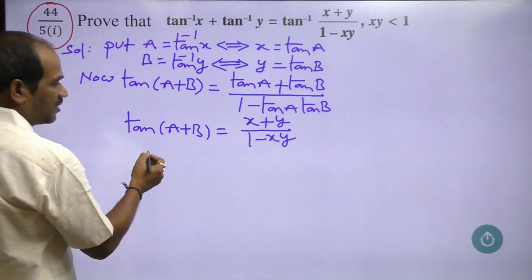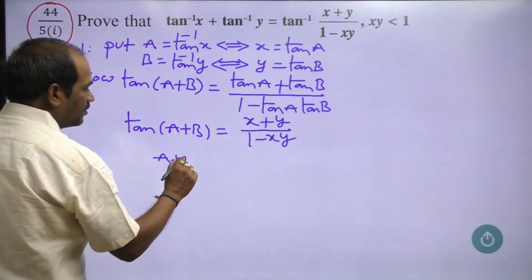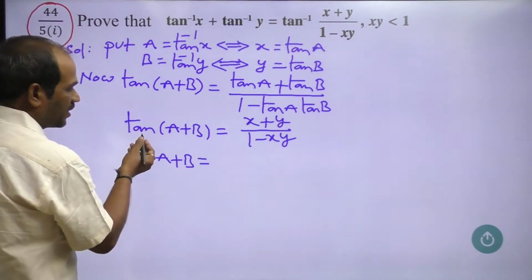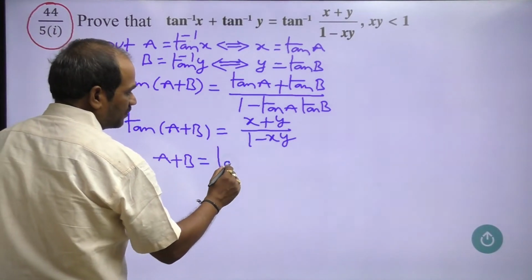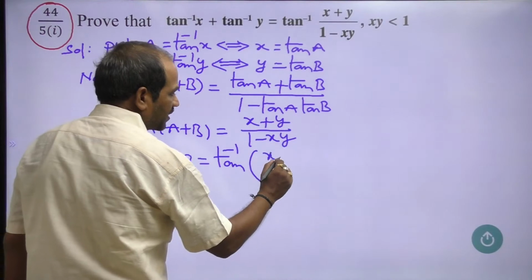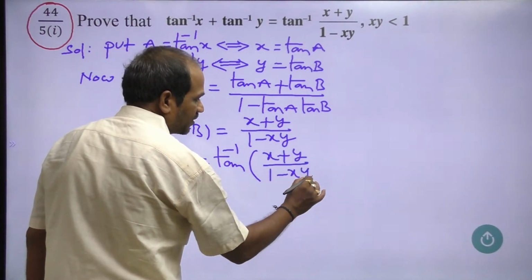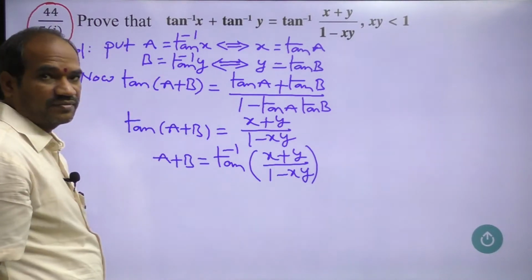So here taking tan to this side, therefore a plus b is equal to tan inverse of, so that is tan inverse of, this value x plus y by 1 minus xy. Okay, x plus y by 1 minus xy.